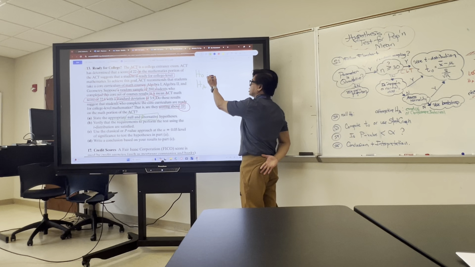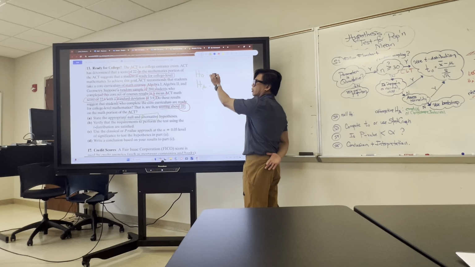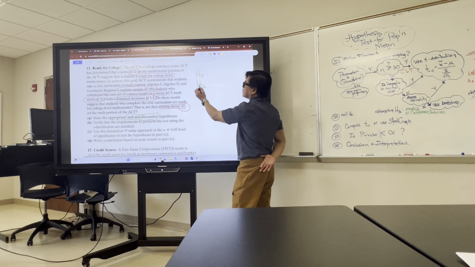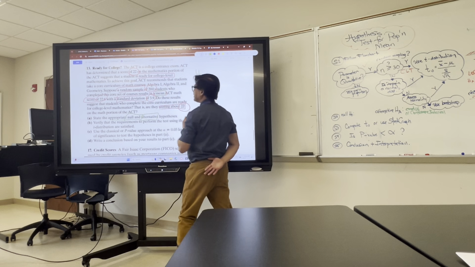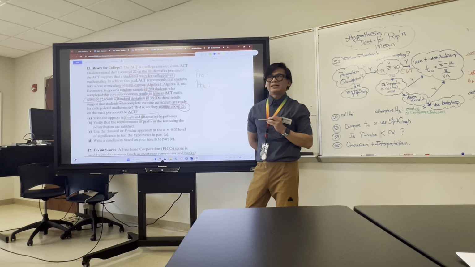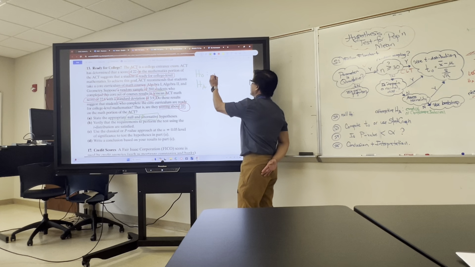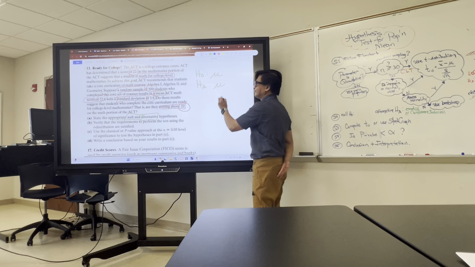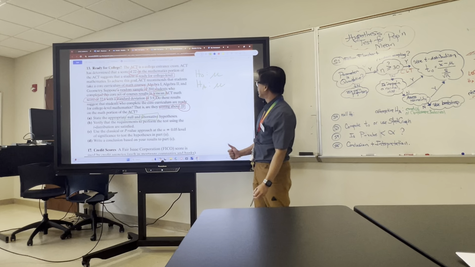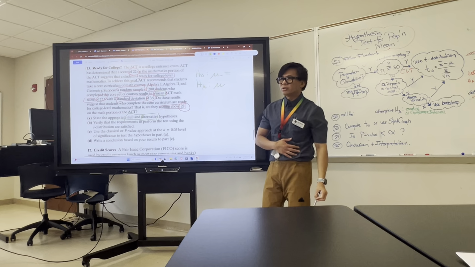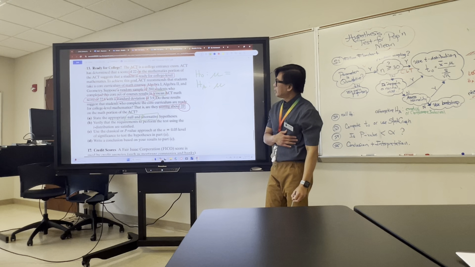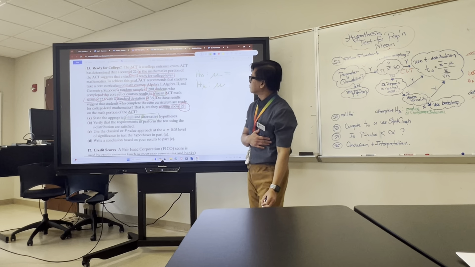Well, first, what do we consider using? P, mu, or sigma? Hint. We have the word mean. Mu. Very good, right? There you go. Now, mu is equal to, what's the stated mean for that?